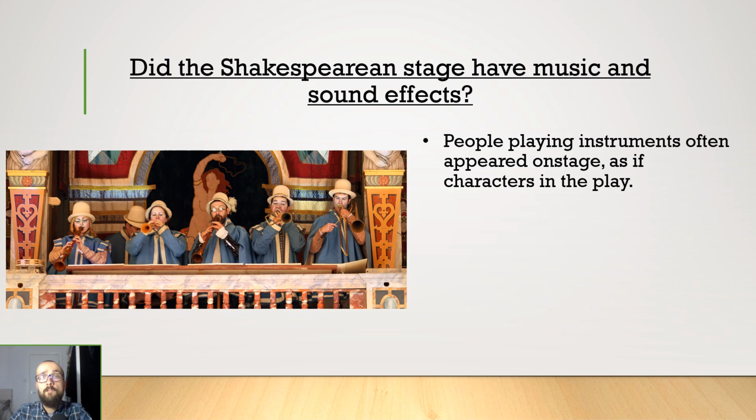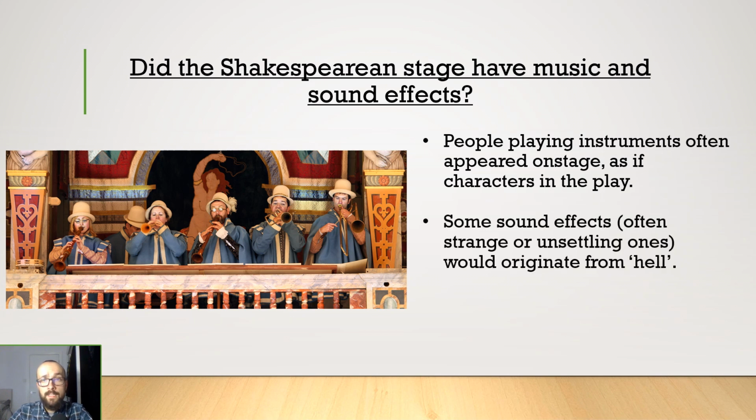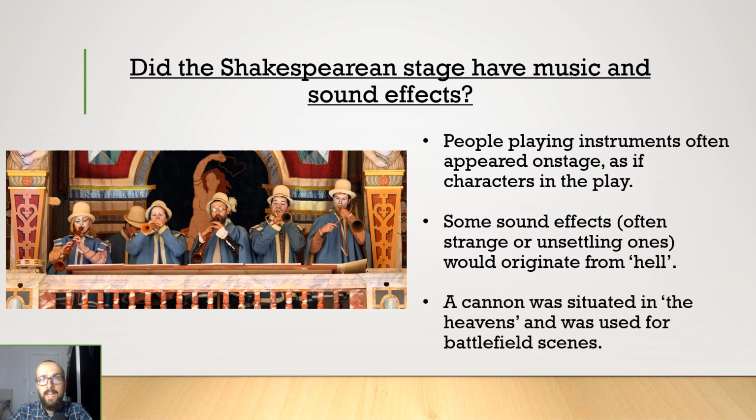If you see the word flourish, that means that trumpets and drums are supposed to be playing to mark those arrivals and exits. Now, the space known as Hell was also useful when it came to sound effects and music. Typically, strange or unsettling sound effects like spooky wailing, people making animal cries, or the rattling of chains would originate from this space. Likewise, the heavens house a cannon.